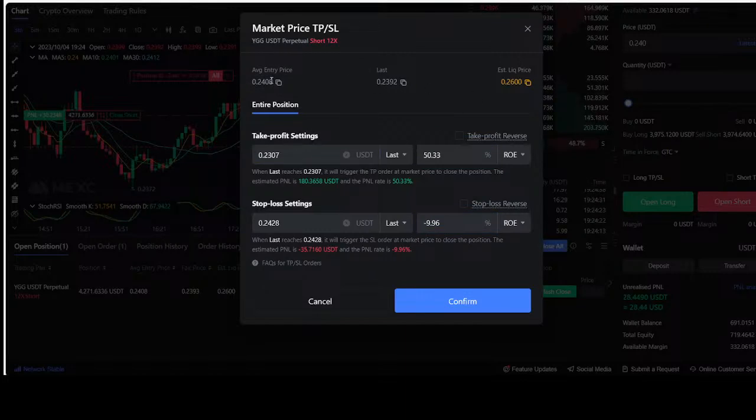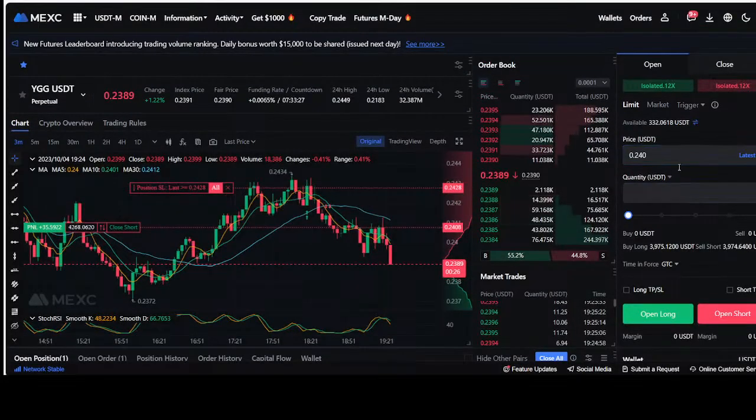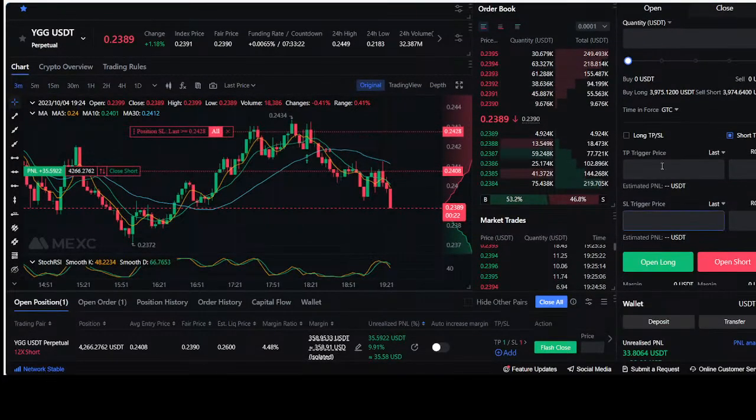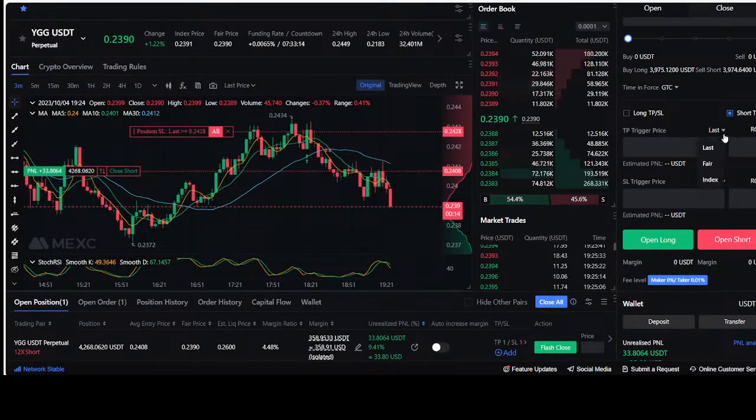Let me see if they have it. There's not a section in here to do a trailing stop loss. If you're going to do a trailing stop loss, you would slide over, and let me see what they have on here. You would come in and put yourself over here. Let's say you do a short. Now you have a trigger price, and you have a stop loss trigger. I think you might be able to change these.